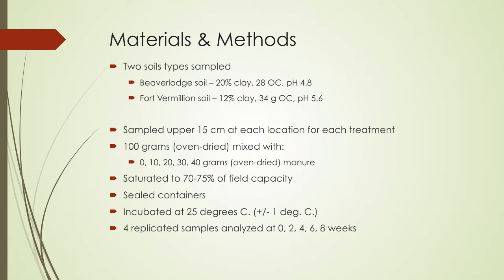So they sampled the upper 15 centimeters at each location, and they also collected samples for each treatment type. Each sample had 100 grams of oven-dried soil, and it was mixed with 0, 10, 20, 30, and 40 grams of oven-dried manure. So that was mixed together into a composite sample for each treatment type. Each sample was saturated to 70 to 75% of field capacity, and they were stored in sealed containers. And that's important. We'll talk about that later.